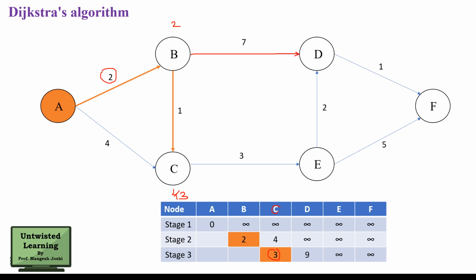Similarly from B, as soon as I'm freezing this A to B, the new path is there, that is B to D, having weight of 7. So this infinity will be replaced with 7. 2 plus 7 is nothing but 9, right? So you can see in the D column it is written as 9. So from the available options 3, 9, infinity, infinity, we have to select the least one, which is 3. So we will now freeze path A, B and C.